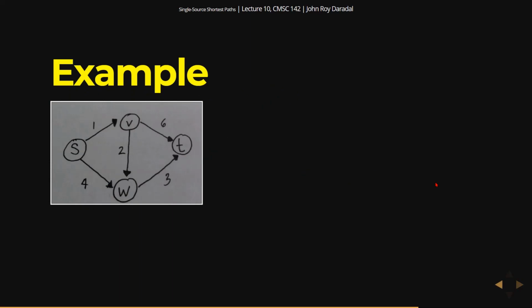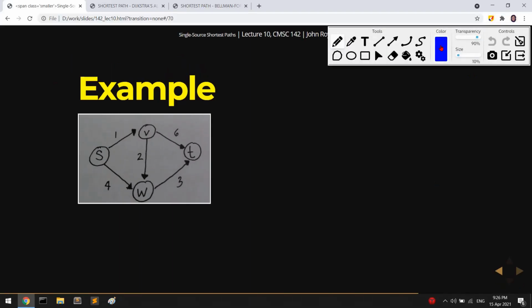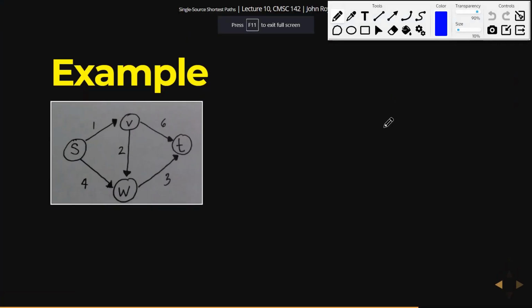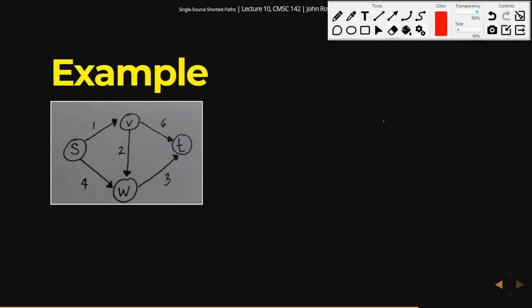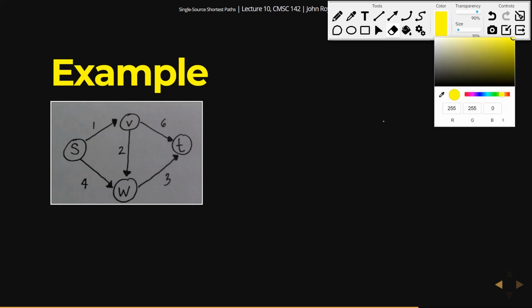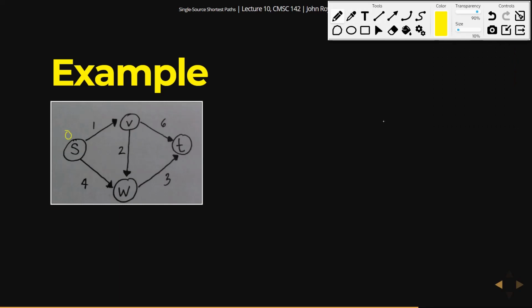Okay, so before we go back to the demo, let's solve this manually first. So initially, their values for shortest path would be 0. Maybe yellow is better. Okay, so 0. This would be infinity, infinity, and infinity, right? So we'll start at S.